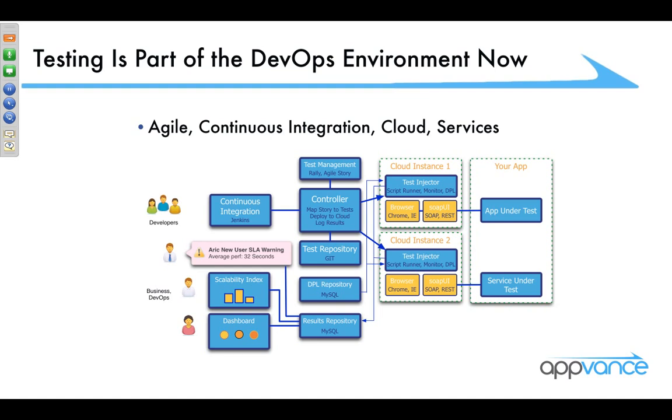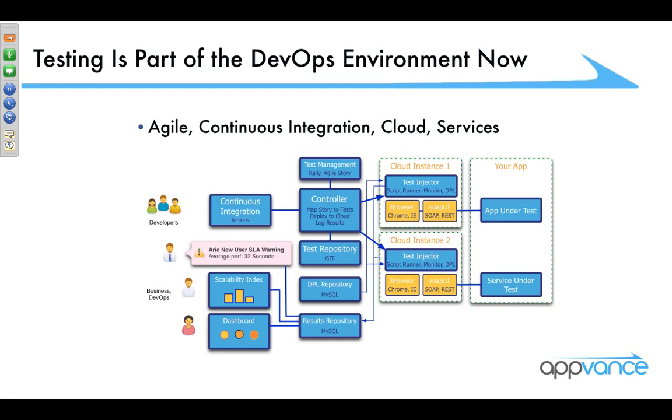The developers typically just want to work in code. They'll make a source code check-in. A continuous integration environment like Jenkins or Hudson will automatically build the app, automatically deploy the app, and automatically call the Appvance Enterprise controller to say, hey, it's time for you to run the test against this app. The controller can work with a test management platform like Rally to see which stories need to be run to test this app. Those stories have related test cases, and all of that is stored in a test repository, which is typically something like Git.